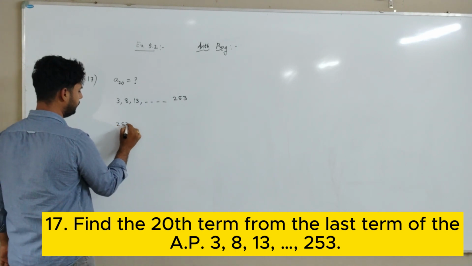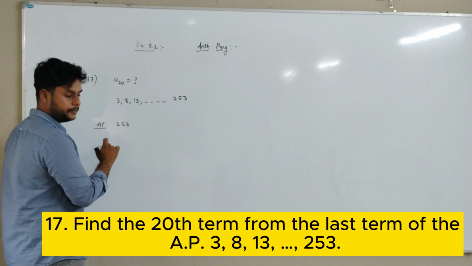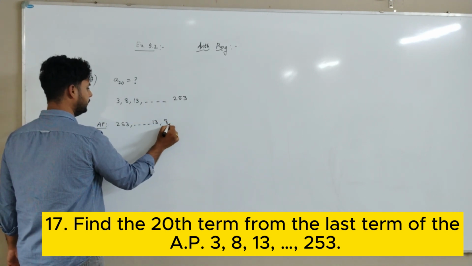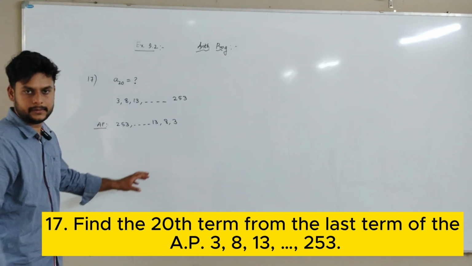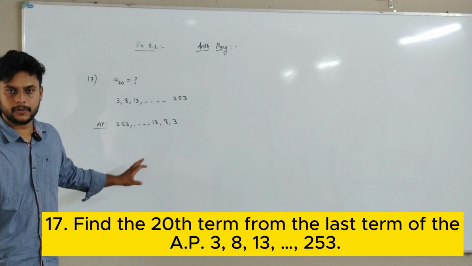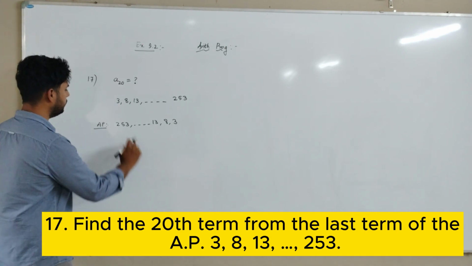First term is 253 now. New AP. First term is 253, second I don't know. Further it goes like 13, 8, 3. This is how it is going. Understood what I did here? Correct. So what should I find here?